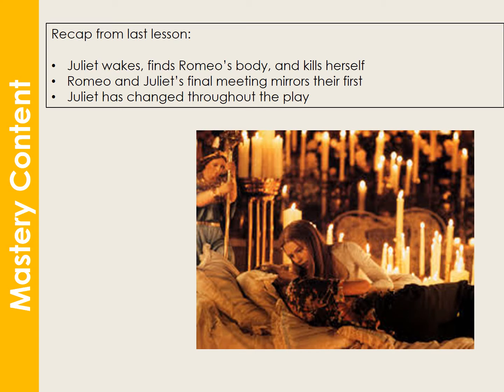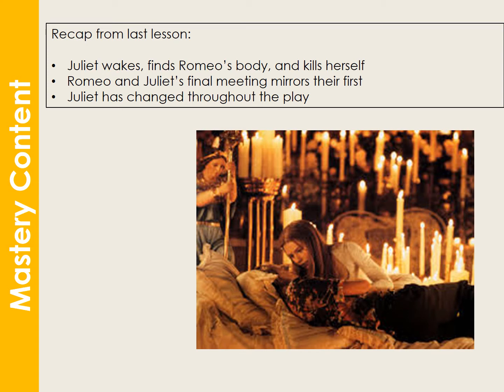We learnt that Juliet, when she wakes up in the tomb, is next to Romeo's body and she uses his dagger to kill herself. She kisses him because, if you recall, she's hopeful that there's enough of that powerful poison to help her on her way. But when she realises there isn't and she hears the noise, she grabs his dagger and she stabs herself. We learnt that Romeo and Juliet's final meeting mirrors their first.